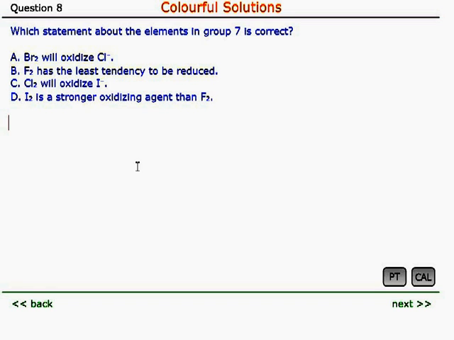Bromine will oxidize chlorine? Well, no, it can't, because bromine has got to be a weaker oxidizing agent than chlorine. We've already said that fluorine has a fantastic tendency to be reduced, so B is incorrect. So it looks like we're on C. Let's check C. Chlorine will oxidize iodide ions, and this is true. Chlorine reacts with iodide ions in this way to give chloride ions and iodine.